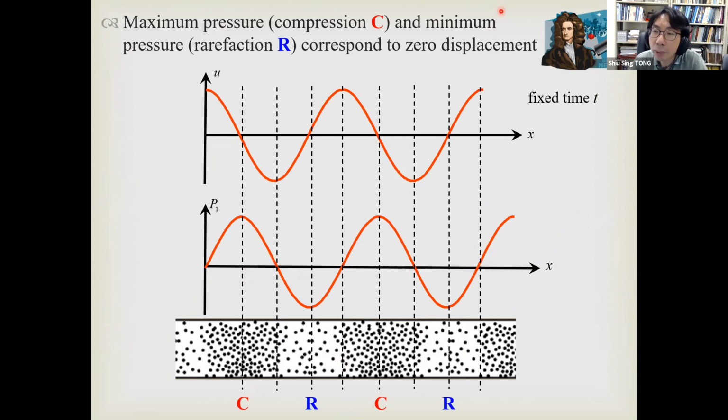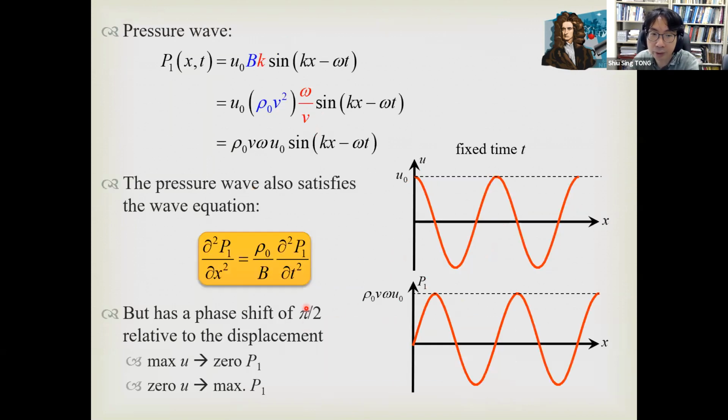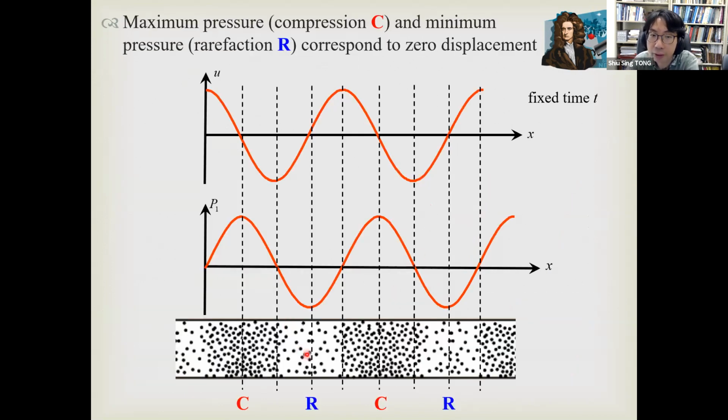Now, you may have difficulty understanding this very abstract derivation. You may ask why the displacement and the pressure change have a phase shift of pi over 2. Now look at this figure. This figure helps you to understand why this is so. This is the curve of U at time 0. It's a cosine curve. This is the curve of the pressure wave P1, also at time 0, and that is a sine curve.